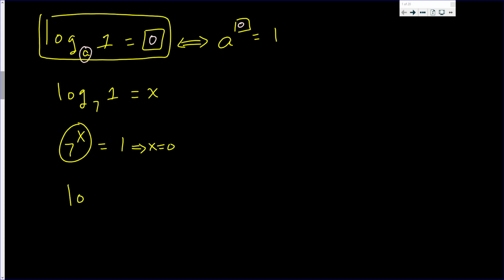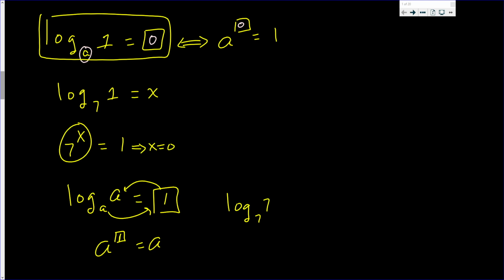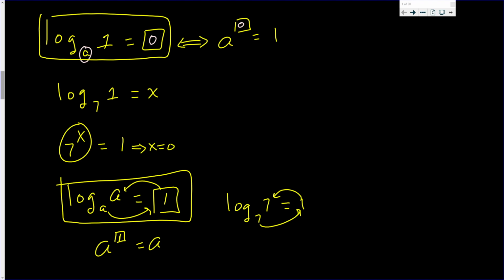What about this? What is log base A of A going to equal? Well, this means that A to the answer is going to equal A. Well, A to the 1 is A. This is 1. Doesn't matter what A is. Log base 7 of 7, that's 1. Because 7 to the 1, which is 7, certainly equals 7. That is a second rule.